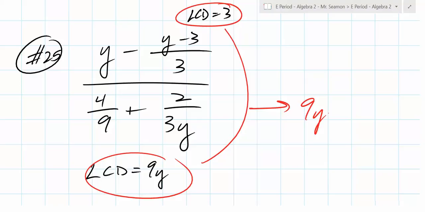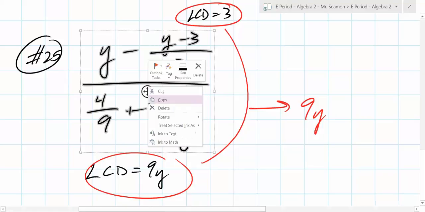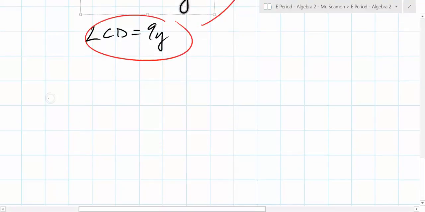Yes. Does 3y divide into 9y? Yes. What's the LCD of 9 and 3? 9. What's the LCD of y and 1? y. So you have y and 9, so it's 9y. Is everybody with me so far? So what do we multiply the top and bottom by therefore? 9y. We multiply the top and the bottom by, as Nick just said, 9y.